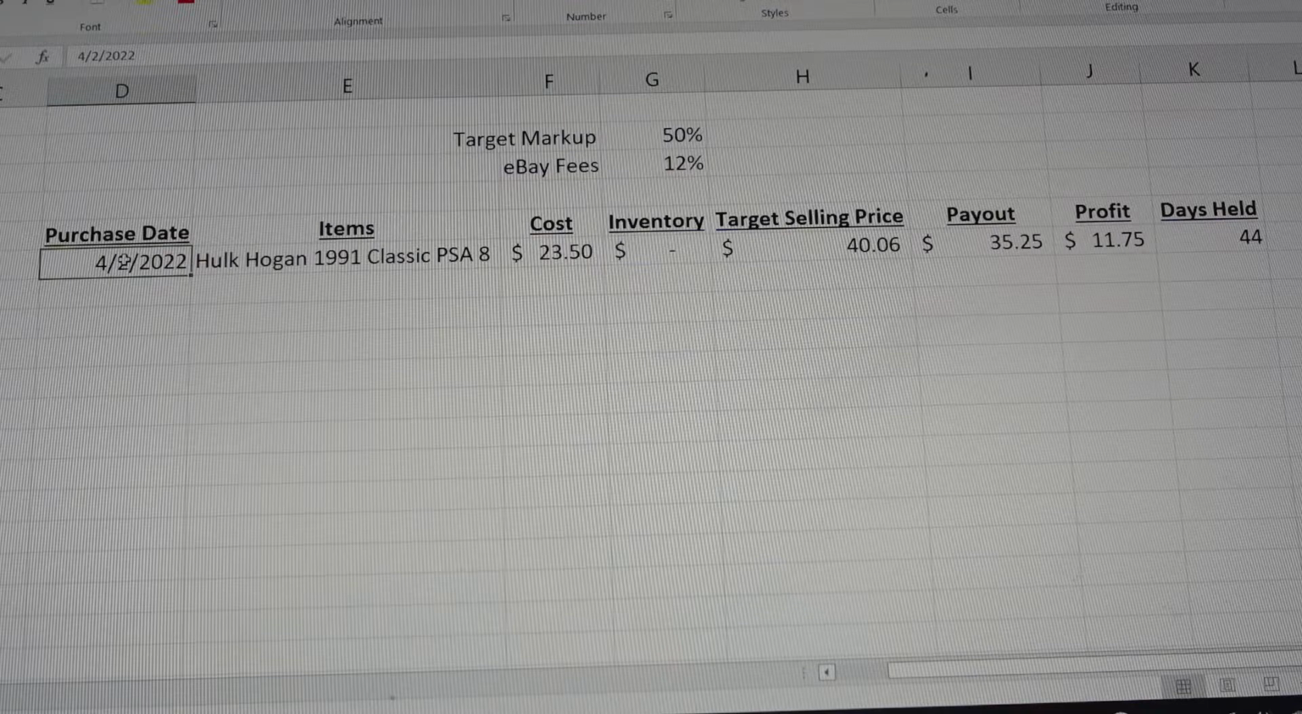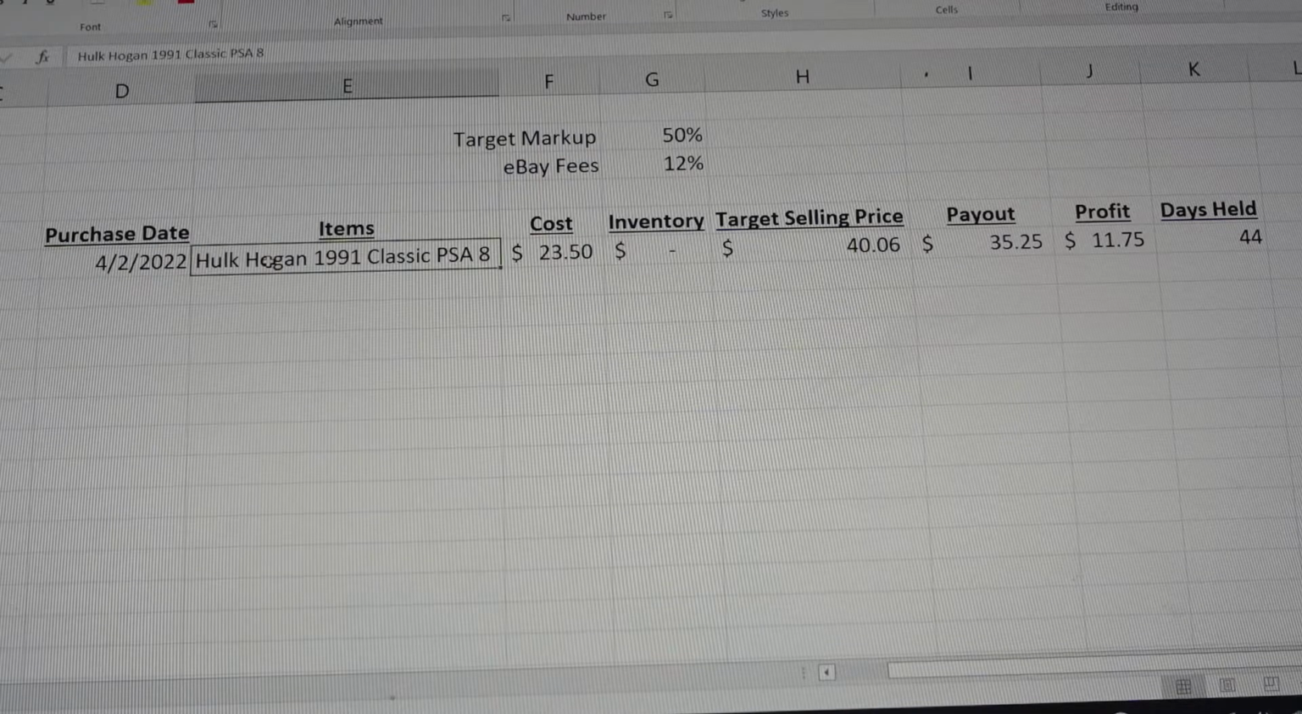So this is a simple template, a spreadsheet that is similar to the one that I use to track my inventory and to understand how it's doing. So let's start on the far left here. Your first column is going to be purchase date. You want to put what day you bought the item. Second column is going to be the description of the item. In this case, I just said Hulk Hogan Classic PSA 8, cool card.